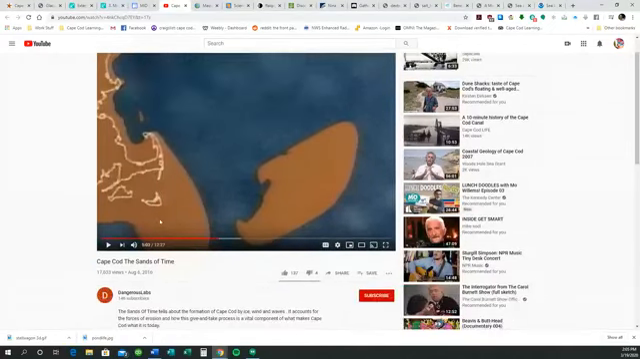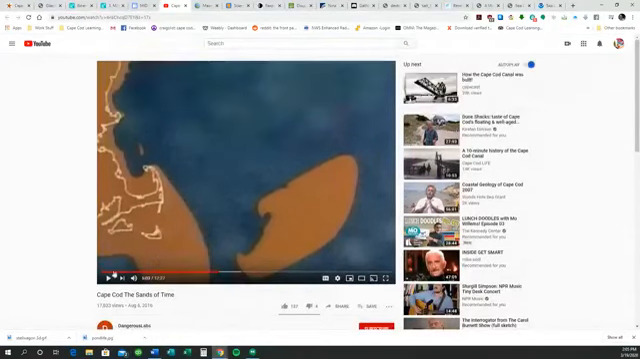So just to imagine that at some point in time, you would have been able to walk to what is now Martha's Vineyard or Nantucket and even further.